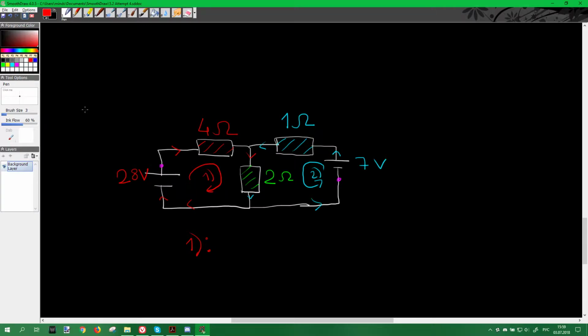Okay, let's start with the first loop. We start at this point, we go in the direction of the loop, we come to the first red resistor, and let's remember Ohm's law: voltage equals current times resistance. So the voltage drop across the resistor is the current, let's name it I1, times the resistance of the red resistor, which is 4.